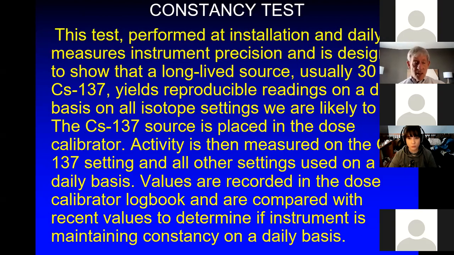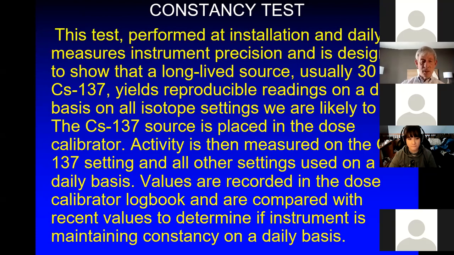Now, here's the important part. We don't touch the source. Leave it in the calibrator, but we change the setting from cesium to, let's say, technetium. We take a reading. Are we going to get the right answer reading cesium on a technetium setting? No. Do we care? No. We want to see the same wrong answer Monday, Tuesday, Wednesday, Thursday, Friday. There cannot be a variation of 10% across that week or your calibrator is failing.